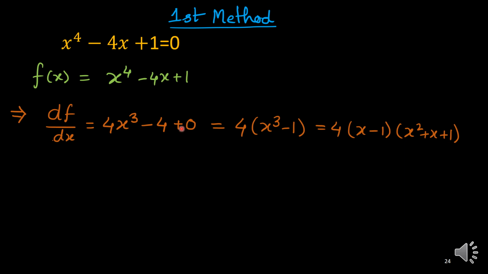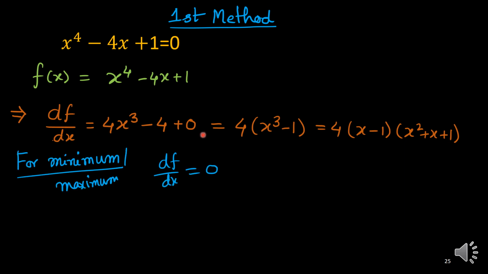Now to get the maxima or minima, we put this derivative df/dx equal to 0 and get the critical points. At those points we can have maxima or minima. In this case, we will get only one solution, x minus 1 equals 0, because the part x squared plus x plus 1 is always more than or equal to 0.